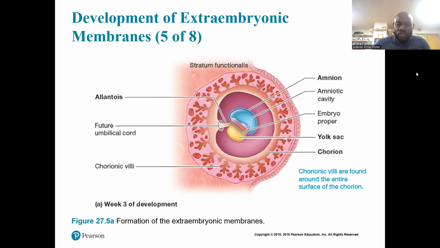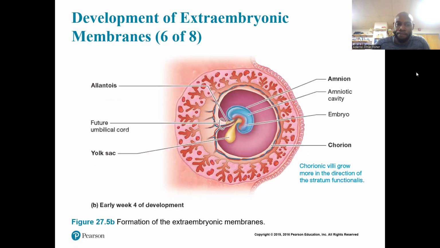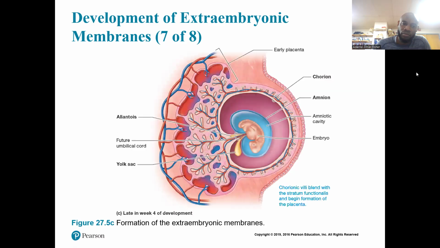Right, so this is how the structure starts to form. Amniotic cavity, embryo, chorion, yolk sac, future umbilical cord connecting mom to child. See that there: yolk sac, future umbilical cord. See that, the placenta.